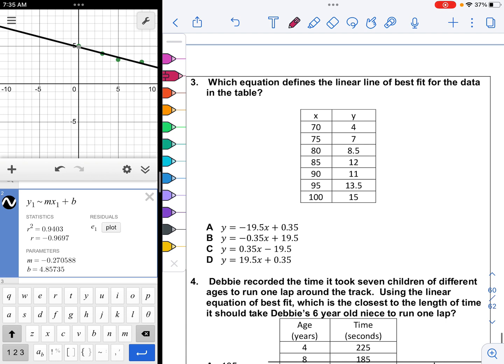All right, looking at number 3. Again, this one's going to have you go ahead and put it in the table. I'm going to go ahead and have you do this one by yourself.